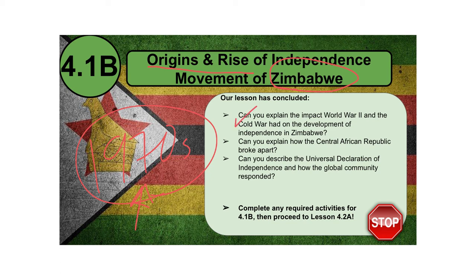Can you explain the impact that World War II and the Cold War had on the independence movement of Zimbabwe? Can you explain how the Central African Republic broke apart? And then, can you describe the Unilateral Declaration of Independence and how the global community responded? If you can, then pat yourself on the back. You did an amazing job.